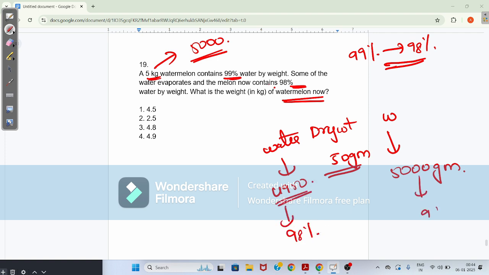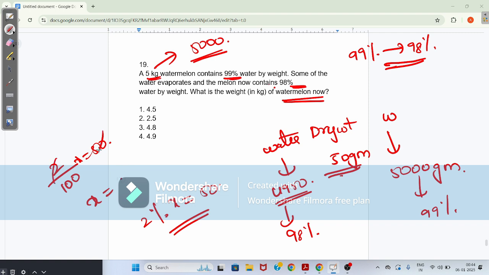This is 99 percentage here. So 50 percentage means what is the gram weight here? 2 percentage. 2 percentage of x equals 50 grams. So what you get when you calculate: 2 by 100 into x equals 50 grams. So what is the value of x? It equals 2500 grams. So what is the kg here? In kg it is 2.